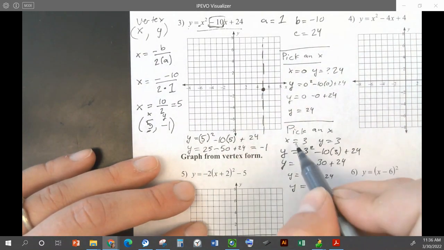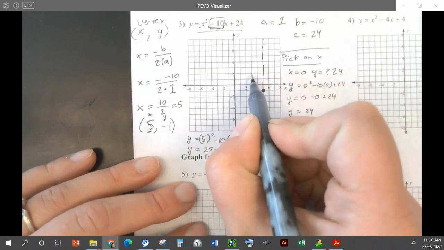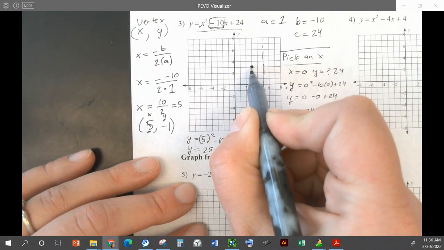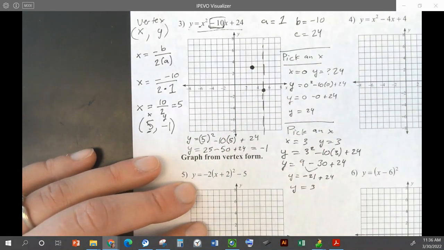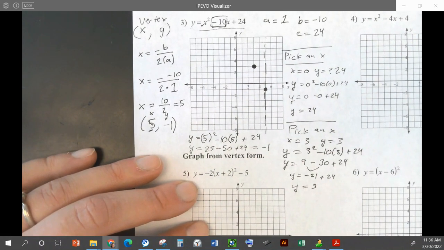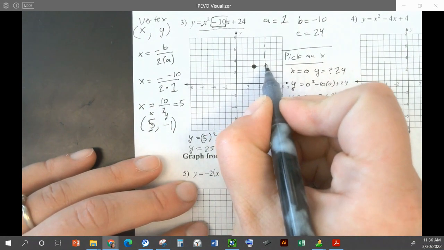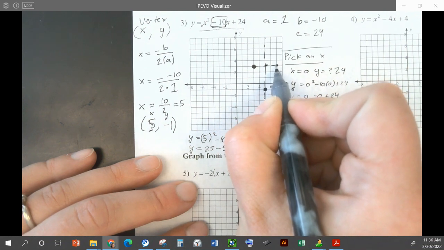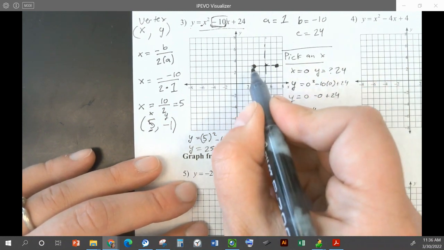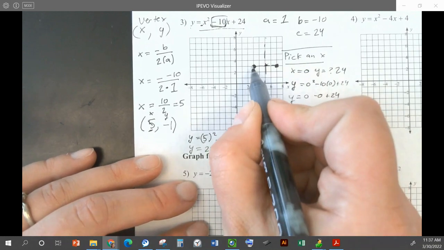So this is 3 over, 3 up. There's another point. We need 3 points to graph. How can we get that last point? Good. So this goes over 2, and we get to our axis of symmetry. That's not a point. We go over 2 more, because if we folded this around the axis of symmetry, we would get a point on this side and this side.